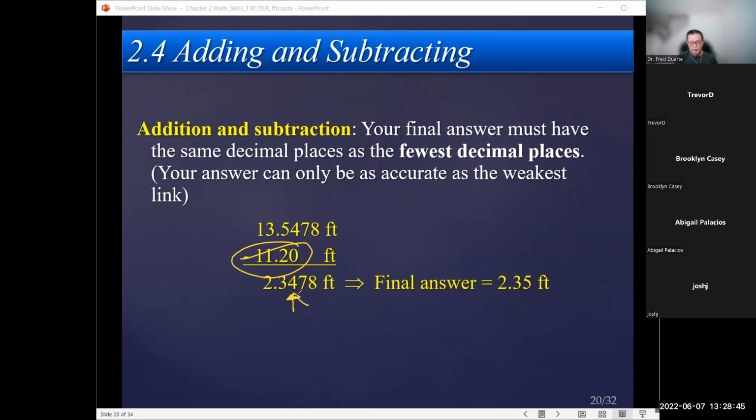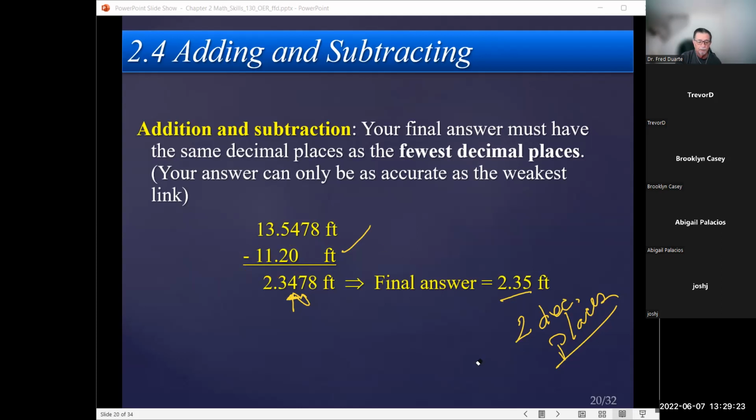And so we do the same rules we did before. Identify that number, which is 4, look at the neighbor, which is 7. It's greater than or equal to 5, therefore that 4 gets upped to 5. So our answer is 2.35 with only two decimal places, okay? Because that is the least accurate measurement we have. Note here, nothing to do with significant digits. Okay, let me clear this up a little bit here.